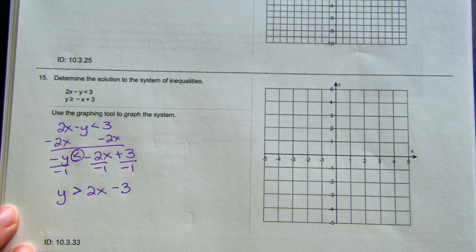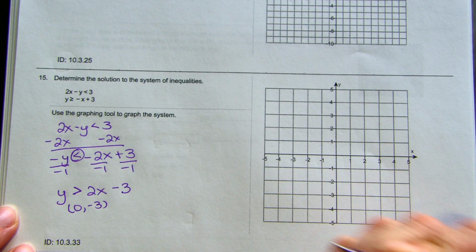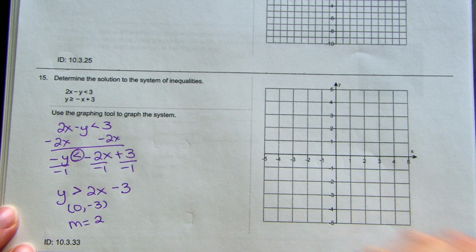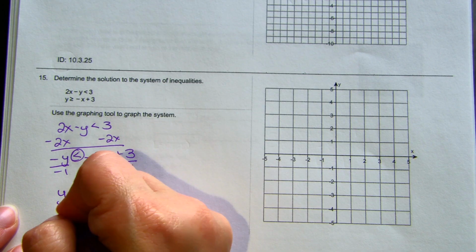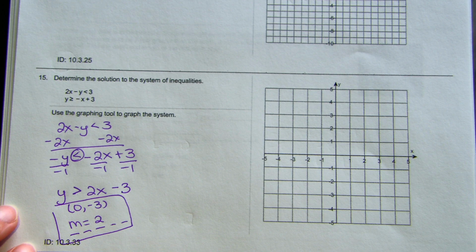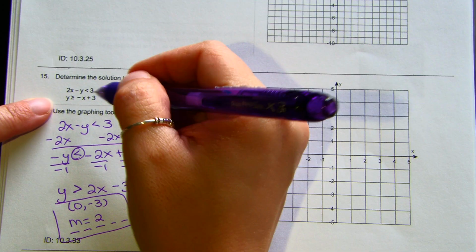I'm going to do the exact same thing for this bottom one, only I don't have to do any of that manipulation. I can just start taking notes. My y-intercept for it is 0, positive 3. The slope for it is a negative 1, and it's got y is greater than or equal to, so it is a solid line. That's the 3 pieces of information I need to know for graphing that one.